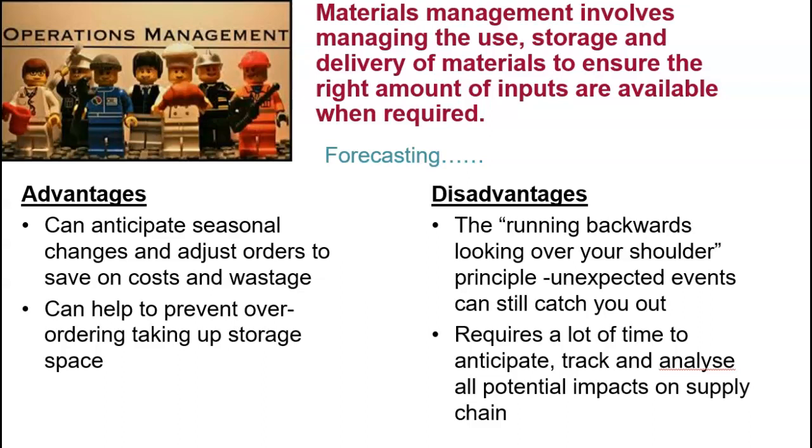Disadvantages are the running backwards, looking over your shoulder. The forecasting is based on past events, so if you're making your forecast on past events and then something unexpected happens, such as COVID-19, it can still catch you out because you're looking at your normal operations rather than unexpected events. It also requires a lot of time to anticipate, track and analyse all potential impacts on the supply chain.